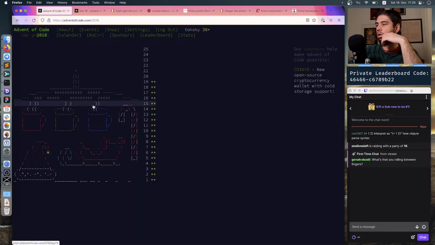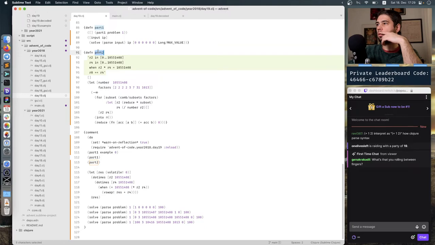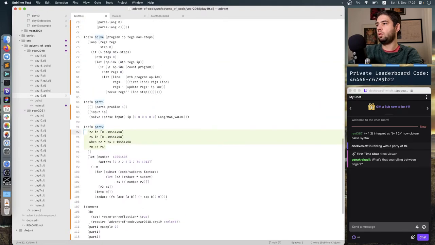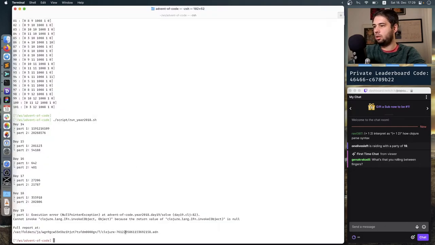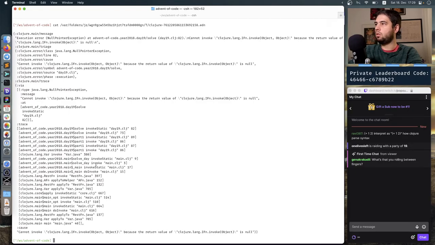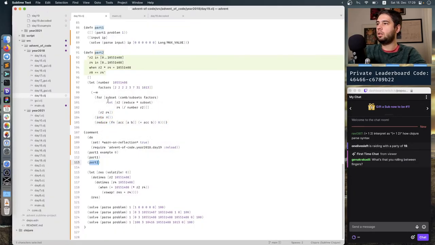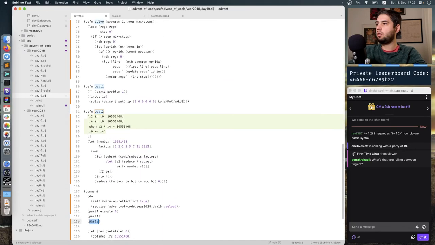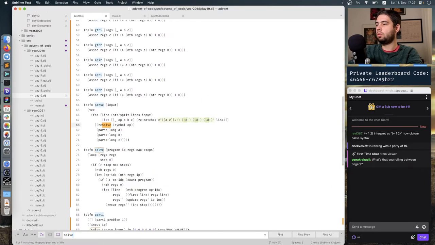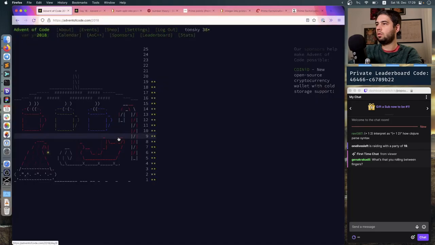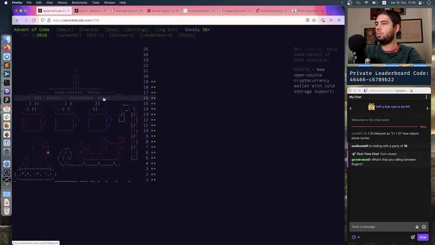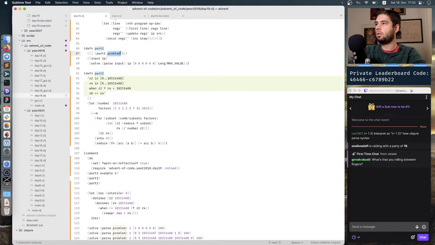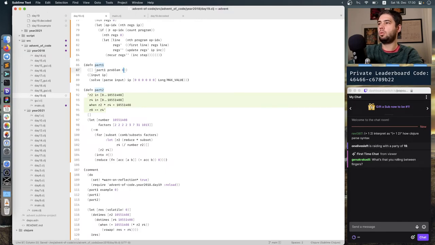Why, what? Day 19, part 2. How could it not work? That's my question. Okay, let's print this because I'm curious. Solve, day 19. It shouldn't call solve at all, right? It cannot execute part one. It should be like this, I think.